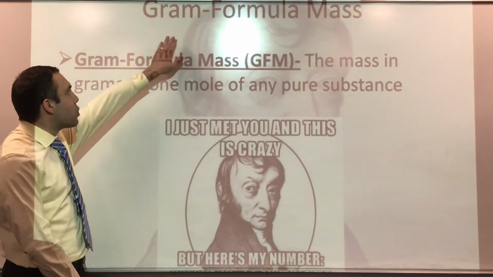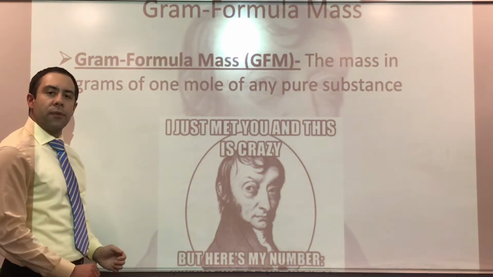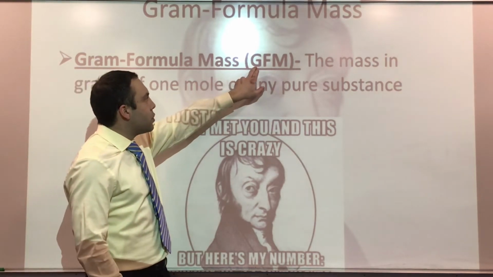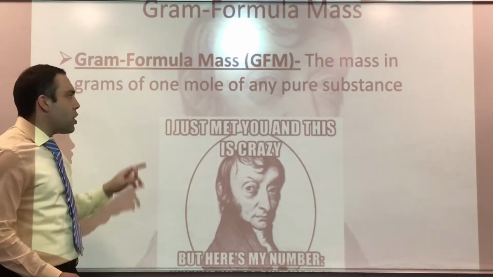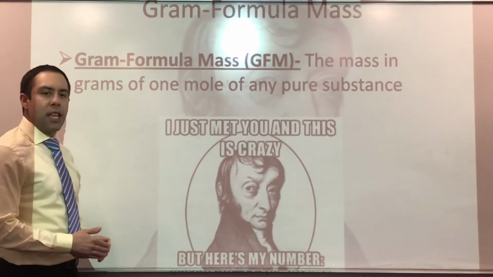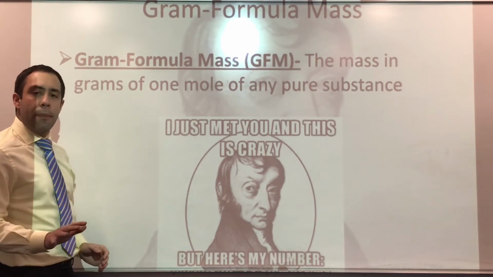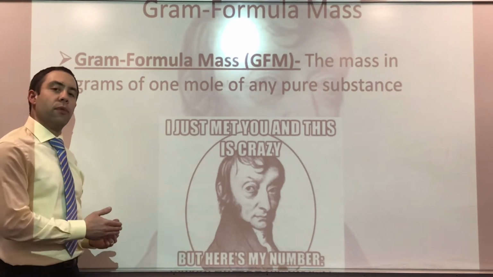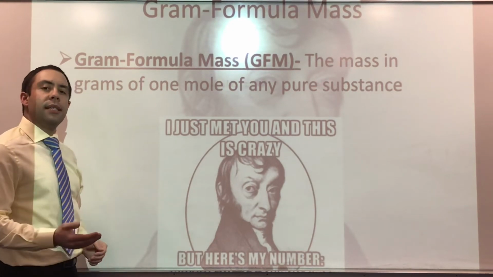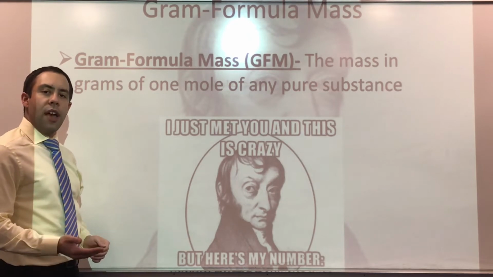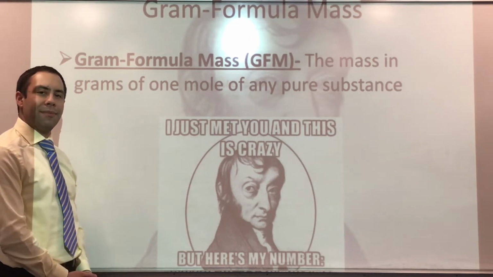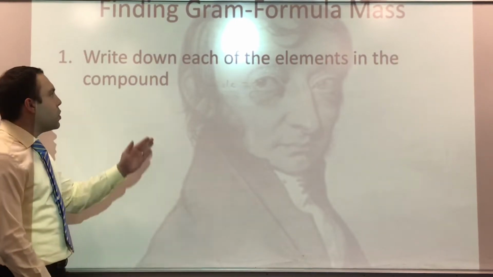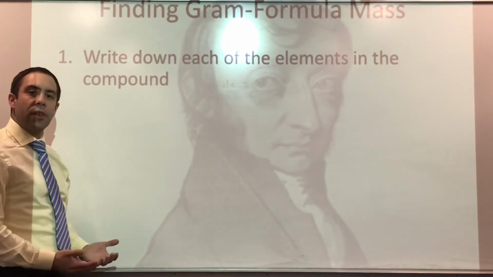Today, we're going to calculate the gram formula mass of different compounds. The gram formula mass, abbreviated GFM, is the mass in grams of 1 mole of any pure substance. Now remember, if we have 1 mole of carbon, we have 12 grams of carbon. Let's see how we can calculate the GFM of other substances. Let's go over the steps required to calculate the gram formula mass of different compounds.